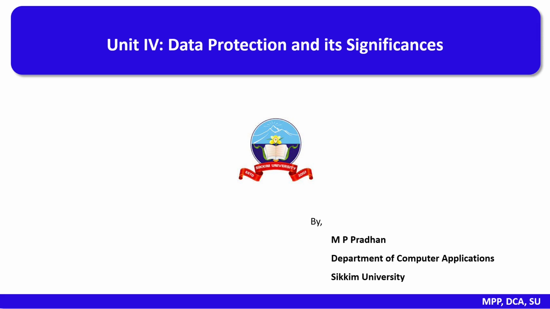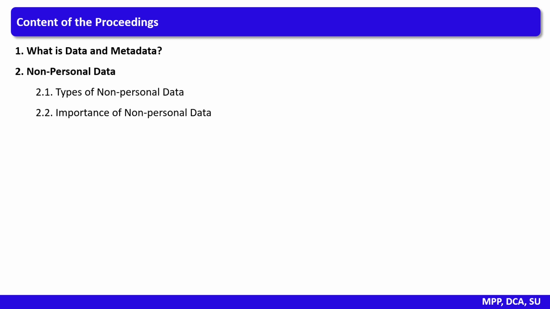In today's class, we will start with the fourth unit of cybersecurity coursework, and the unit is titled Data Protection and its Significances. During the course of the unit, we will be discussing the following aspects. What is data and what is metadata? What is non-personal data, wherein we will discuss types of non-personal data, importance of non-personal data, sensitivity of non-personal data, and the issues that are related to non-personal data.